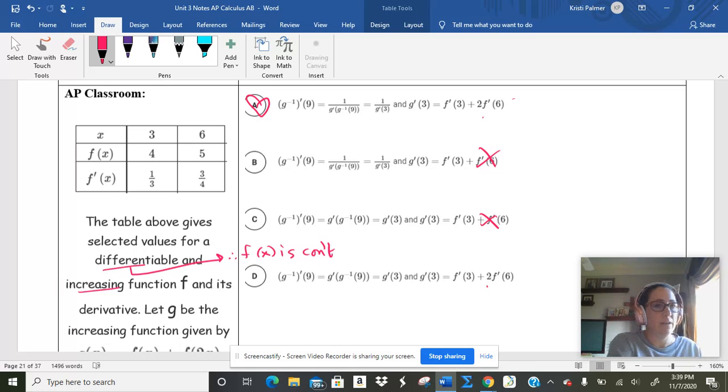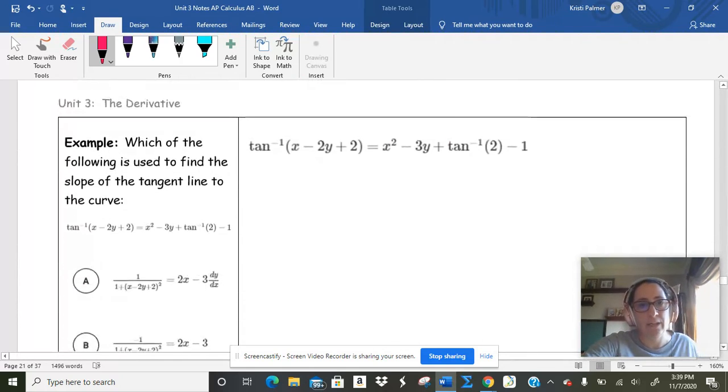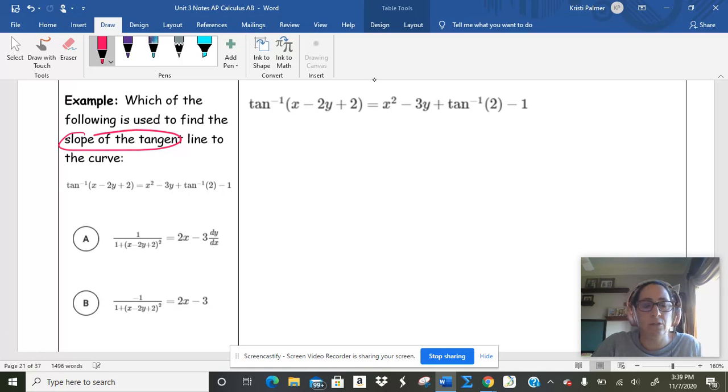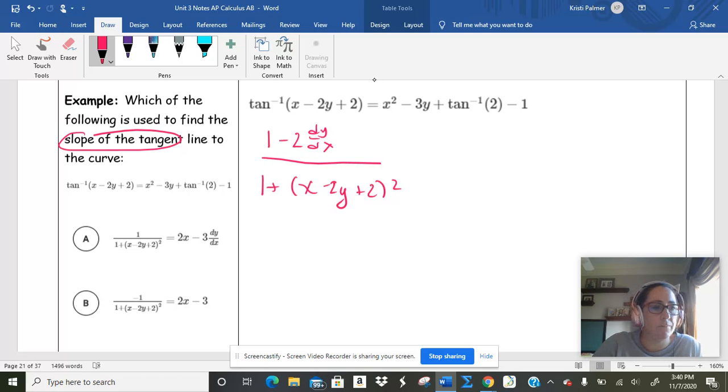Okay, one more. Reviewing everything, we're also going to bring in implicit differentiation. Okay, so I want to find the slope of the tangent, so no equation, just the slope. So the first thing I need to do is find this derivative. So this is an arctan. So the derivative of an arctan is going to be 1 plus the inside squared. And then on the top, we're going to have the derivative of that inside. And then that one goes to 0.